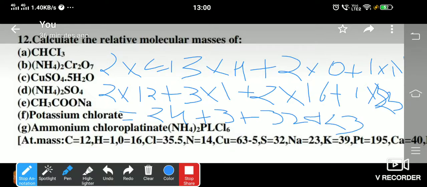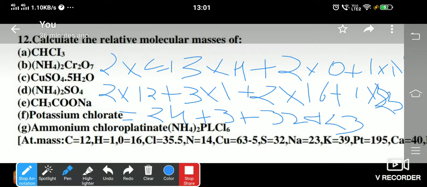Now what you have to do is add the numbers. 24 plus 3 plus 32 plus 23. So try adding it. Your final answer would be 82 atomic mass unit.